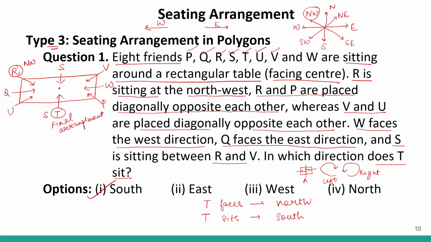So if I have to say A, B, C, D, B will be to the right of A, C will be to the right of B. We are moving in this direction. And D will be to the right of C, and A will be to the right of D. Correct? So in the anti-clockwise direction. Similarly, if they're sitting like this, D will be to the left of A, C will be to the left of D, B will be to the left of C, and A will be to the left of B. So this is the left and this is the right. So directions you have to pay attention to. Okay.